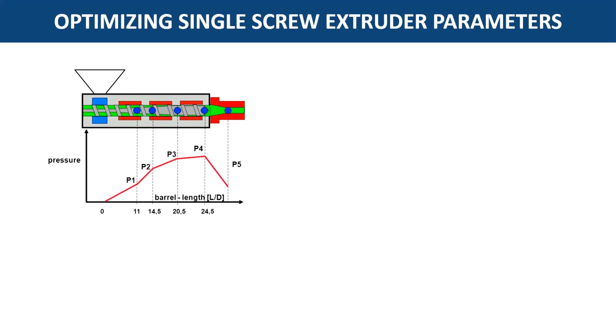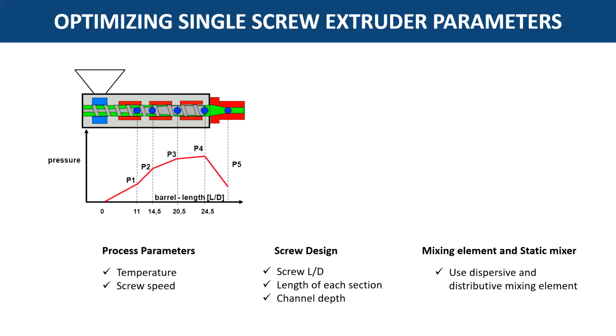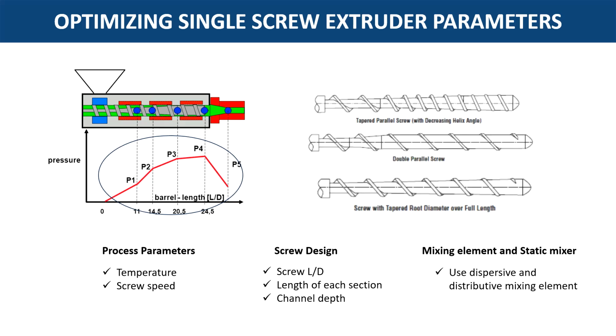In a single screw extruder, there are three levers: process parameters, screw design, and mixing elements that can be pulled to achieve the desired level of dispersion and distribution. In a single screw extruder, the shear stress depends on the flight depth and screw RPM. The shear force also depends on the melt viscosity of the polymer, which can be changed by changing the temperature. So, by selecting the specific screw profile, RPM and temperature, we can increase or decrease the applied shear stress and thus achieve the desired level of dispersion.